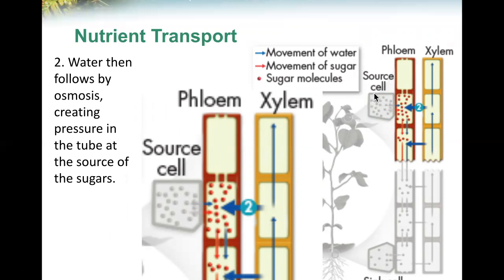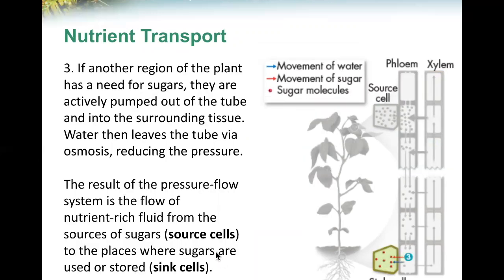The sugar molecules will then flow down to where there is less. The sugar would diffuse into cells, and the water will follow by osmosis. Because the xylem is full of water, by osmosis, water will diffuse into the phloem. If another region of the plant has need for sugars, they are actively pumped out of the tube and into the surrounding tissue. Water then leaves the tube via osmosis, reducing the pressure. The sugar is actively pumped to where it is needed, for instance, stored in the roots, and then water will follow.